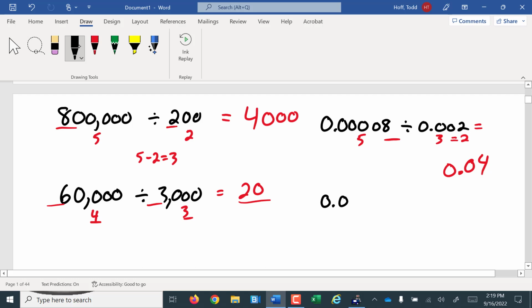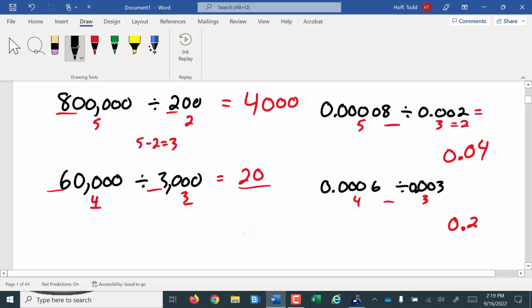Or 0.0006 divided by 0.003. 6 divided by 3 is 2. This is 4 decimal places minus 3 decimal places. This has to be just 1 decimal place. It's just 0.2. So the decimal places play the same role as the zeros do in the whole numbers.